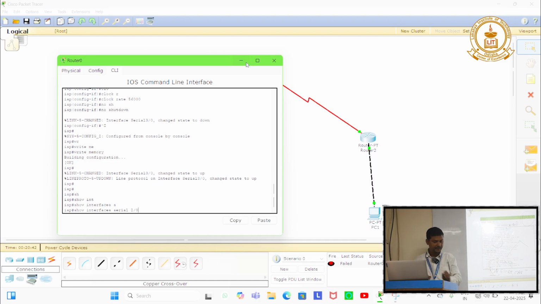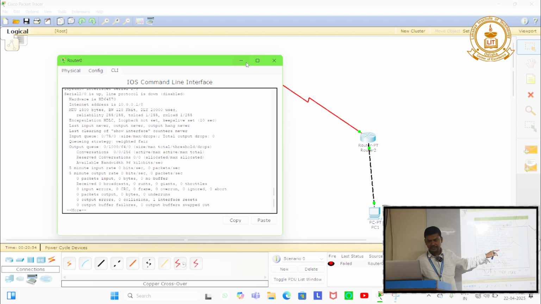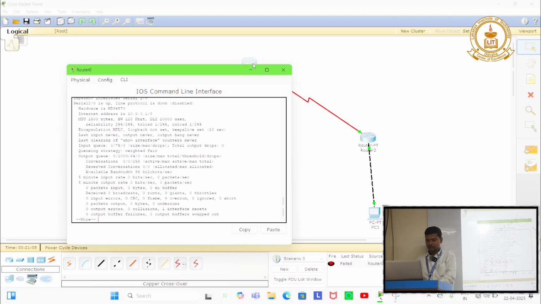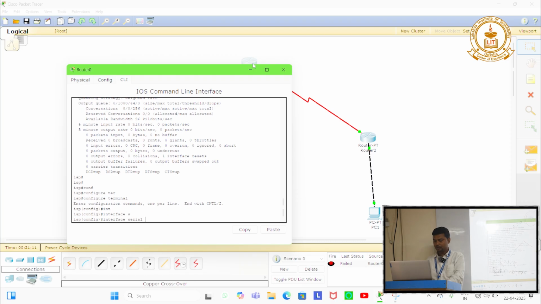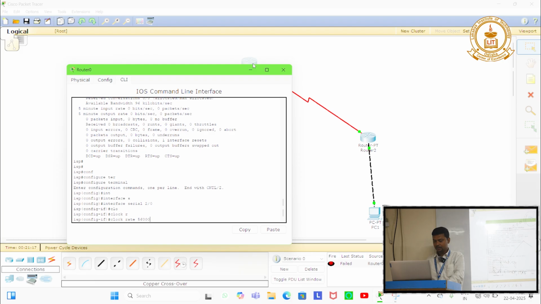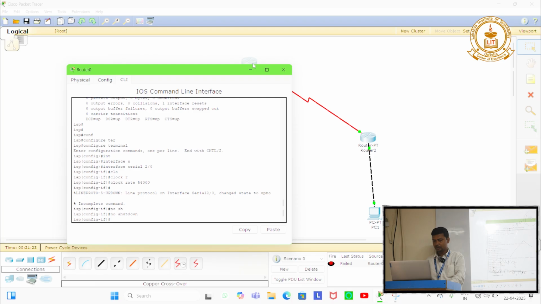So interface serial 2/0: the encapsulation is SDLC, and the IP address is 10.0.0.1. So we configure 2/0: configure terminal, interface serial 2/0, then clock rate 56000, then no shutdown, Control Z.